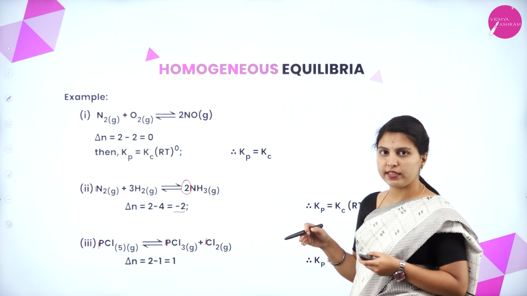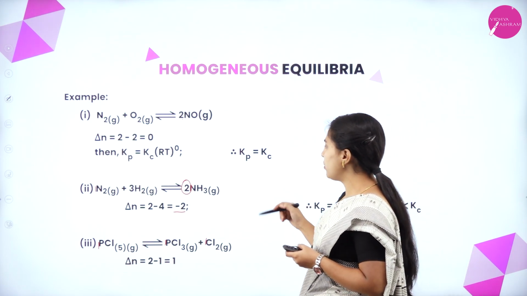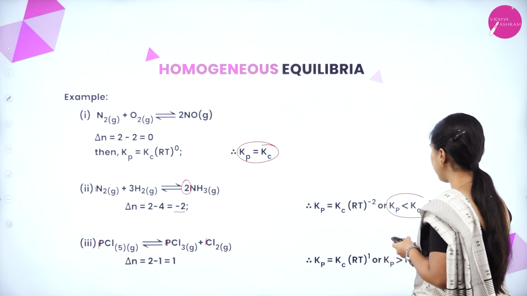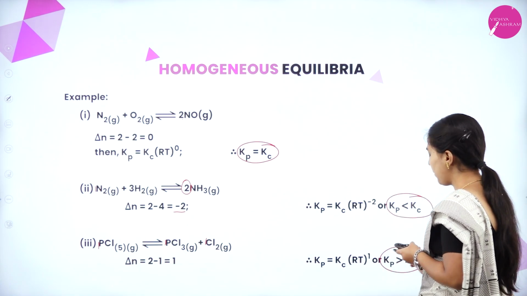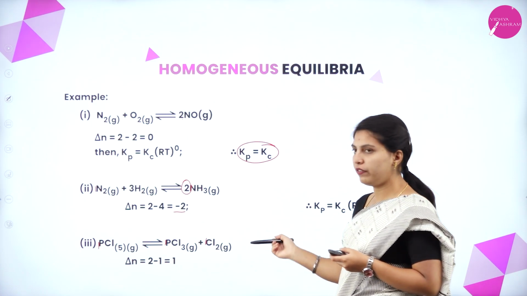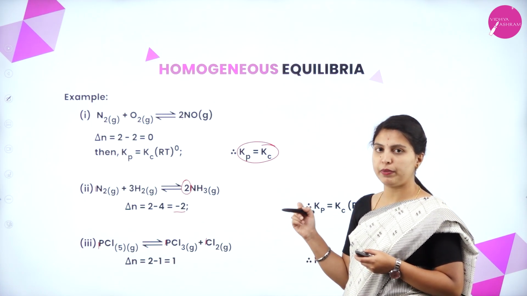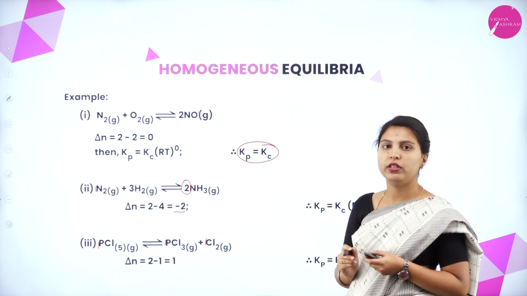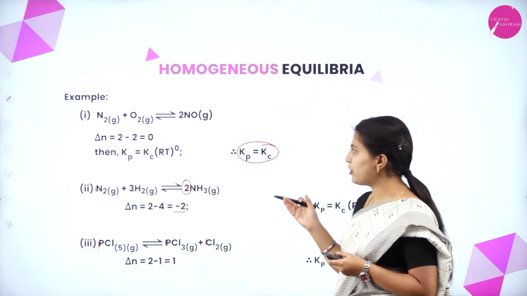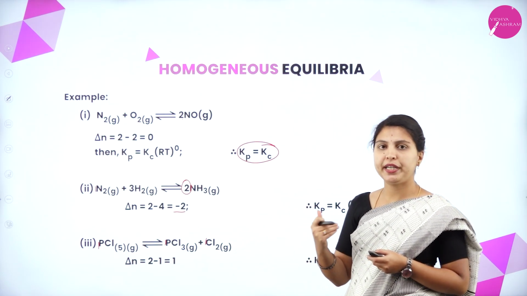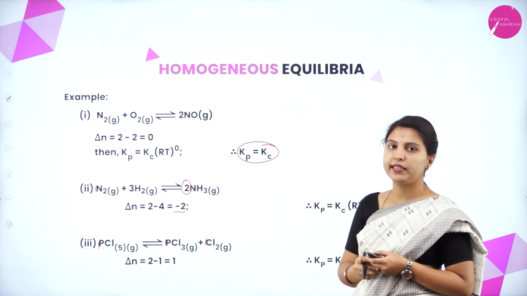Here what you have to understand: all the three conditions you have seen, Kp equal to Kc, Kp lesser than Kc, as well as Kp greater than Kc also. If it is positive, it will be greater. If it is negative, it will be lesser. If it is 0, they should be equivalent to each other. These are the examples which show the relation and how it has to be predicted between Kp and Kc.